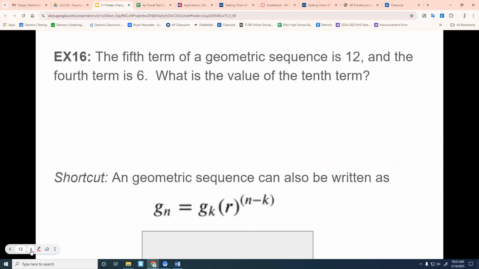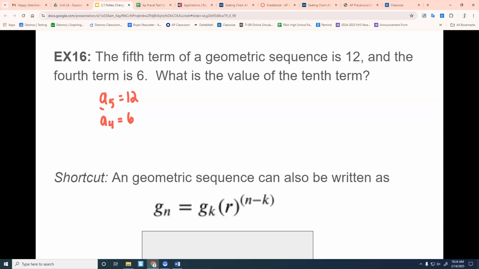All right, I've got another question for you that I want you to try here. The fifth term of a geometric sequence is 12. So that's telling us A sub 5 is 12. And the fourth term is 6. So A sub 4 is 6.